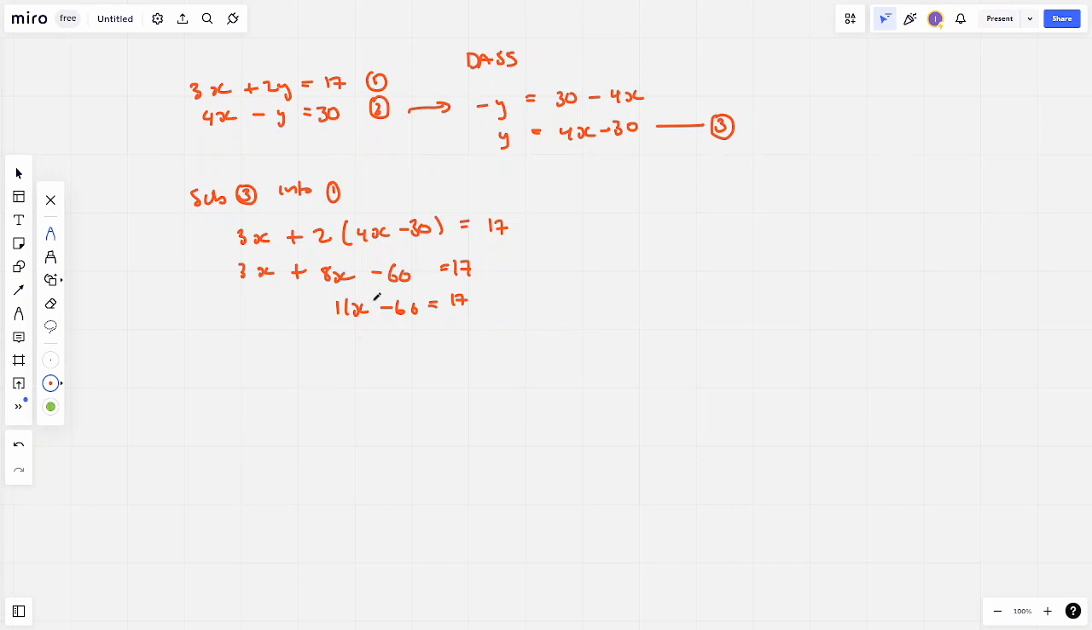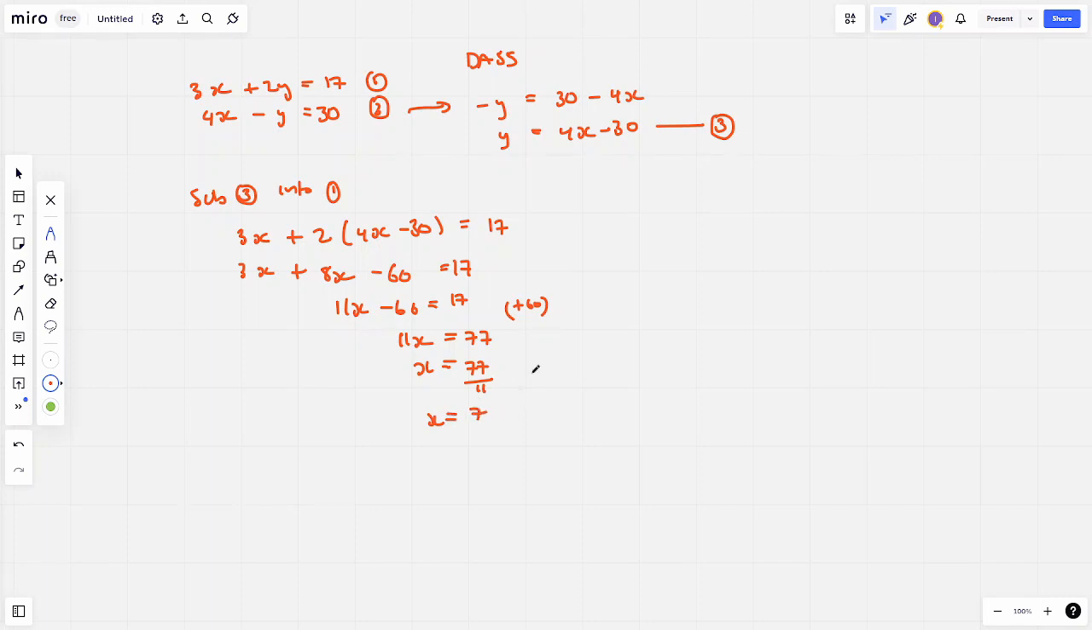Let's isolate the x term by adding 60. So we're going to add 60 to both sides. That is 11x is equal to 77. And then dividing through by 11, 77 divided by 11, which is x is equal to 7.